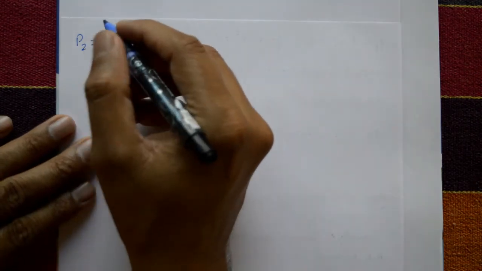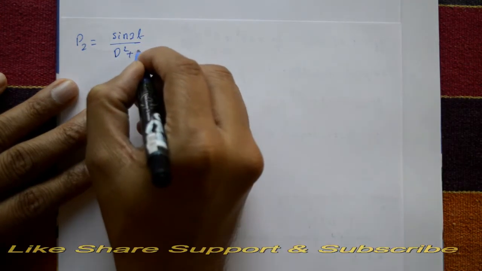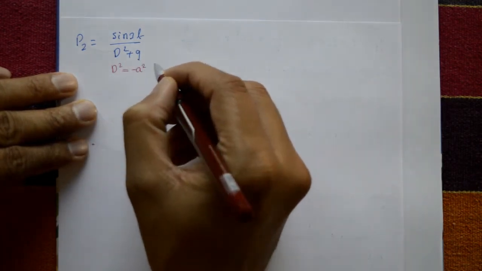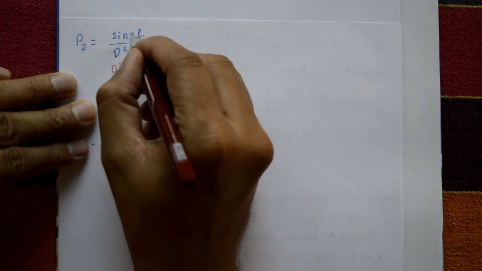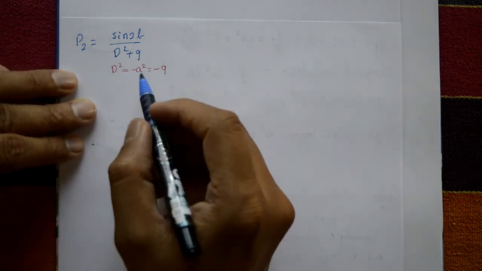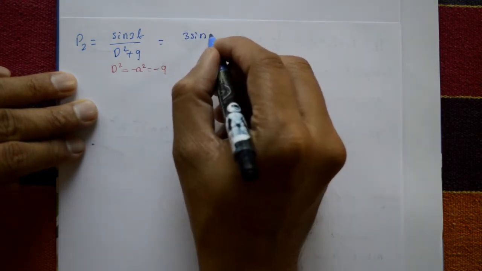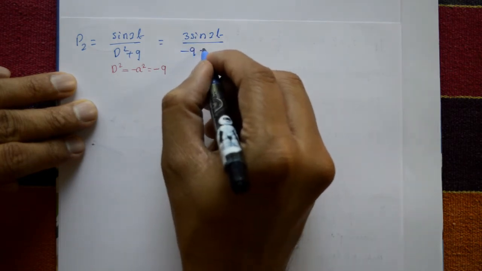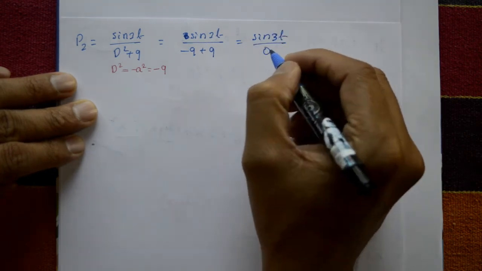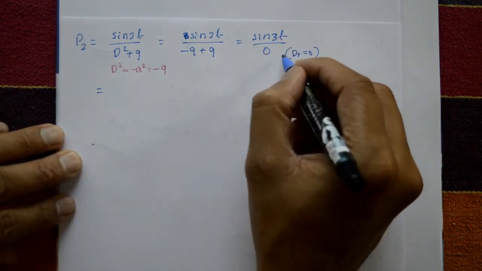P2 is sine 3t divided by D squared plus 9. In this case, take D squared equal to minus a squared, where a is 3. Minus 3 squared is minus 9. So sine 3t divided by minus 9 plus 9, which is sine 3t divided by 0. The denominator is 0.